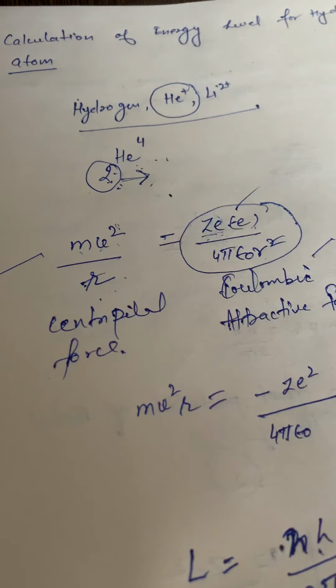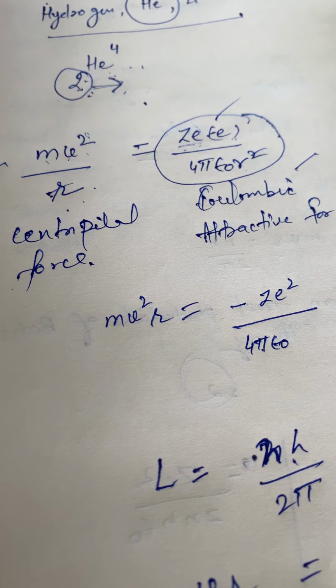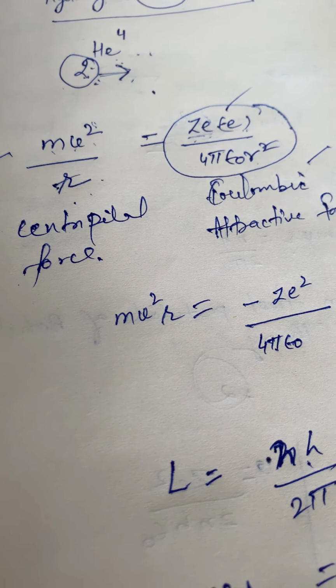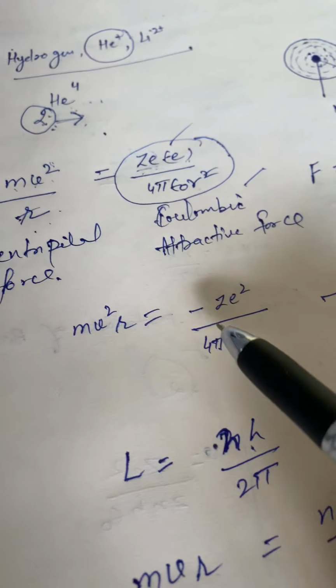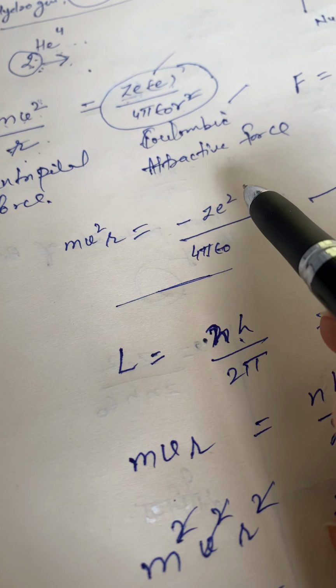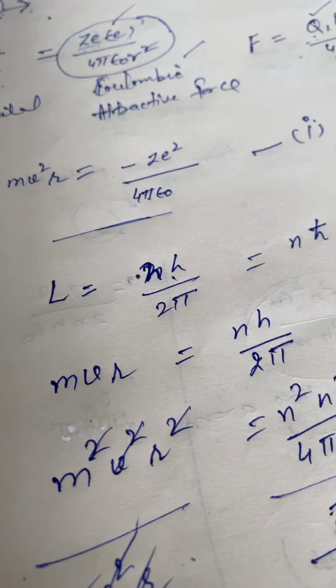Centripetal force acts toward the center, which makes the path of the electron a circular path around this nucleus. When we solve this equation, we will get mv square r is equal to Z e square divided by 4 pi epsilon naught.